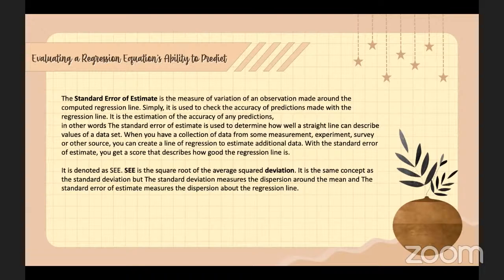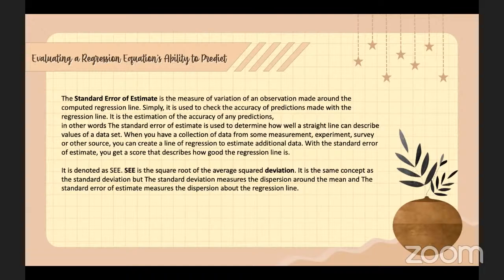It is the estimation of the accuracy of any predictions. In other words, the standard error of estimate is used to determine how well a straight line can describe values of a data set. When you have a collection of data from some measurement, experiment, survey, or other source, you can create a line of regression to estimate additional data. With the standard error of estimate, you get a score that describes how good the regression line is.